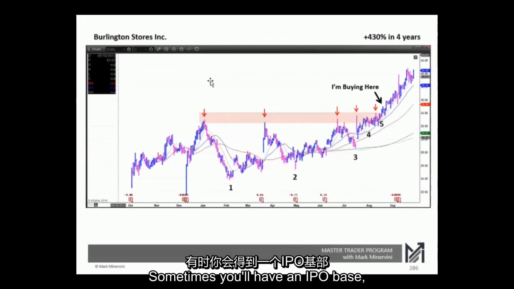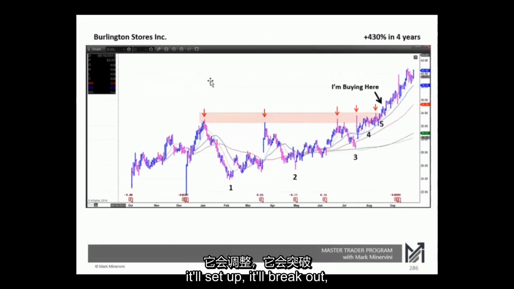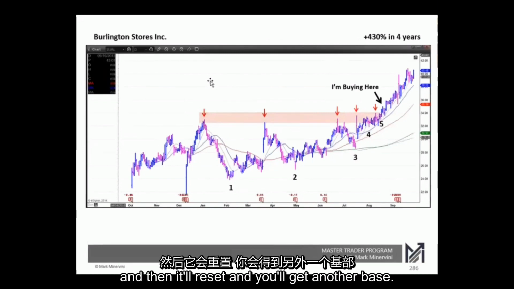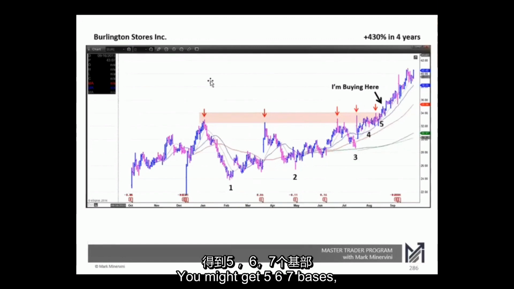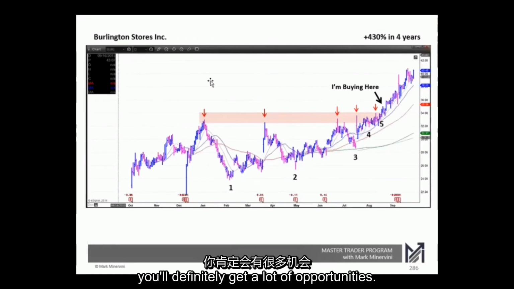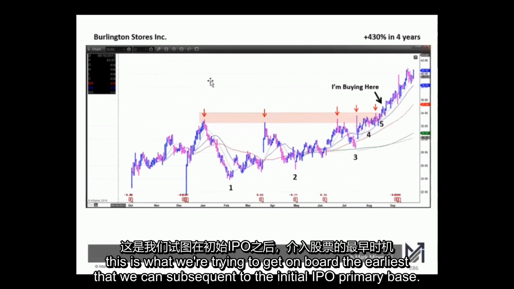So sometimes, you'll have an IPO base. It'll set up. It'll break out. And you'll get knocked out, and then it'll reset, and you'll get another base. Over the course of a bull market or a secular move in a stock, you might get 5, 6, 7 bases. You'll definitely get a lot of opportunities. But this is the earliest. This is when we're trying to get on board, the earliest that we can, subsequent to the initial IPO, primary base.